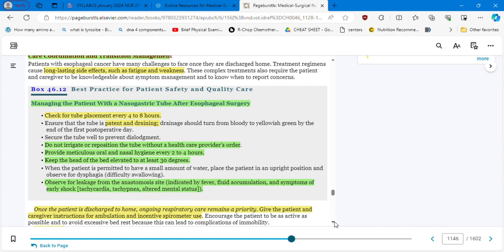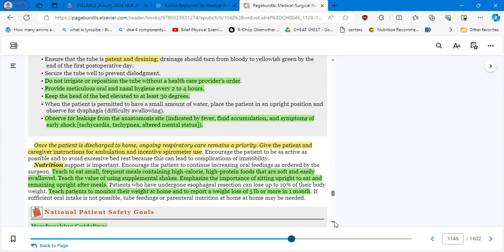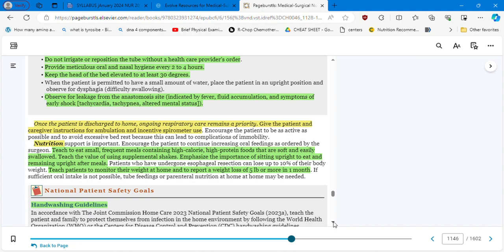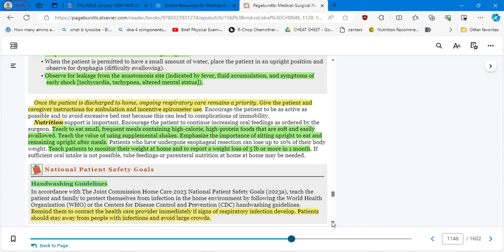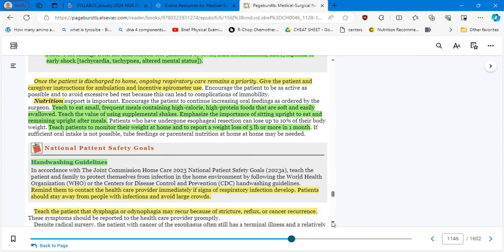mental status. Once the patient is discharged to home, ongoing respiratory care remains a priority. Give the patient and caregiver instruction for ambulation and incentive spirometer use. Nutrition, nutrition, nutrition. Teach to eat small, frequent meals containing high-calorie, high-protein foods that are soft and easily swallowed. Teach the value of using supplemental shakes. Emphasize the importance of sitting upright to eat and remaining upright after meals.